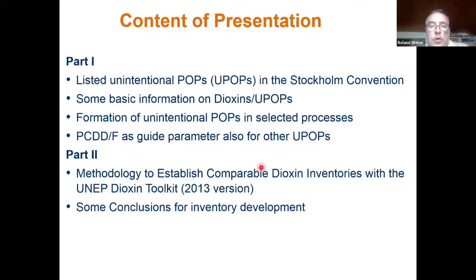Also to show and explain why dioxins are guiding parameters for other unintentional POPs. Then in part 2, I will introduce the methodology to establish comparable dioxin inventories with the UNEP Dioxin Toolkit, the updated 2013 version, and finally some conclusions for inventory development.